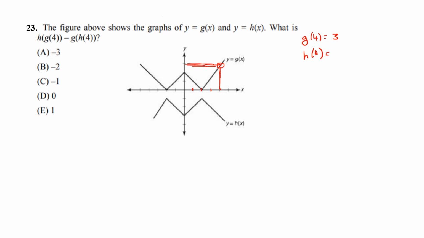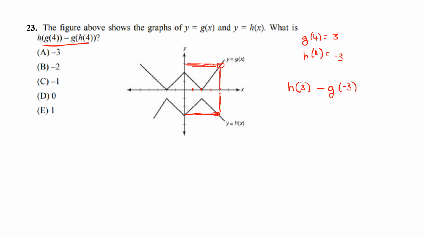H of 4. Just draw that down. Draw it here. That's this point there. That's y equals 1, 2, 3, negative 3. So now that we have that, let's plug it in. So h of g of 4 is the same thing as h of 3. And then just copying this over, you have g of h of 4, which is g of negative 3.